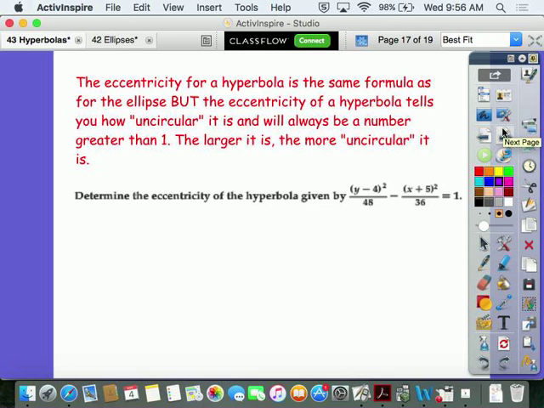All right. Eccentricity for a hyperbola is the same formula as it was for the ellipse. What was the formula for eccentricity? e equals c over a. So that has not changed.